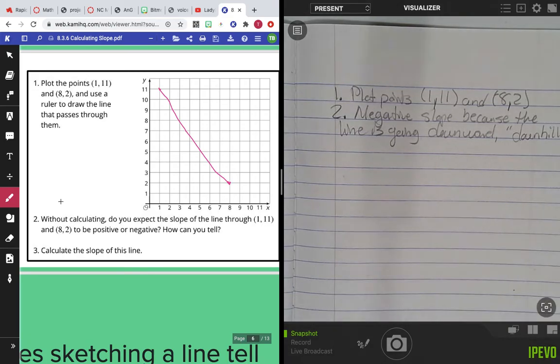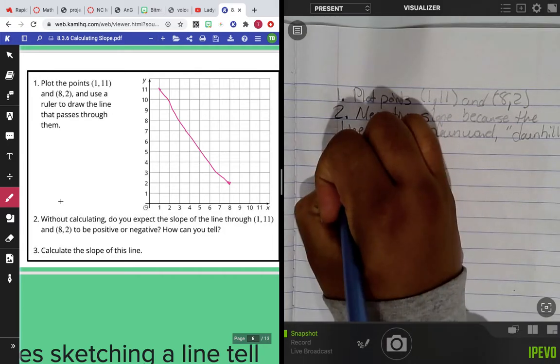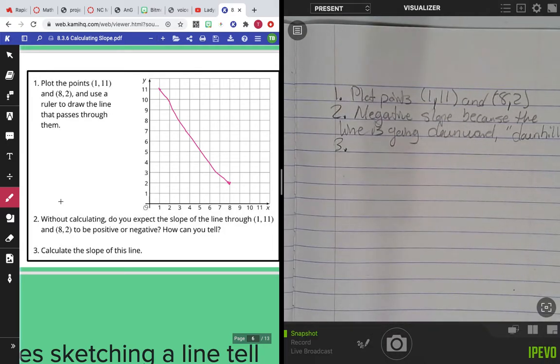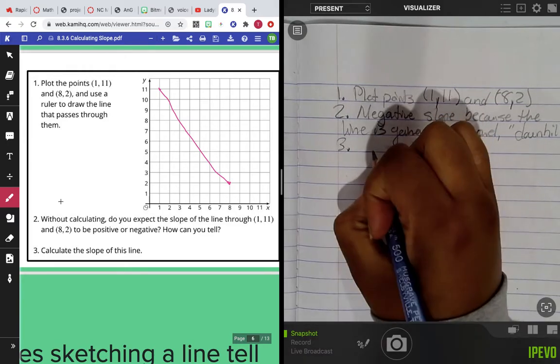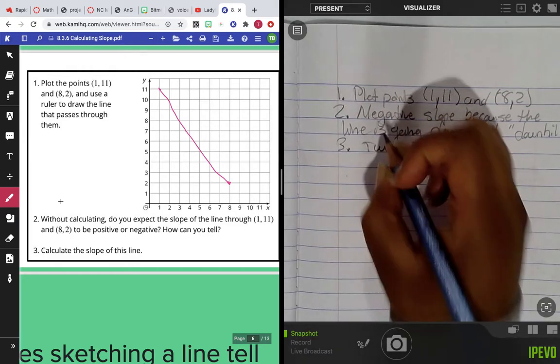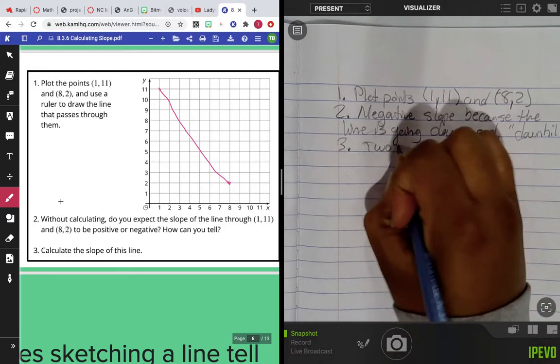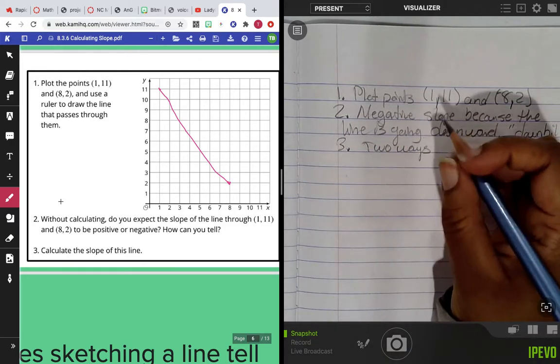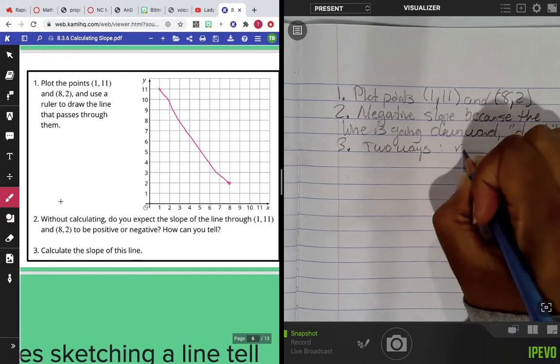All right, and now it tells us to actually calculate the slope of the graph. So you can calculate this 2 ways. If you actually drew a straight line, you could calculate it by doing rise over run, or you can use the slope formula to do so.